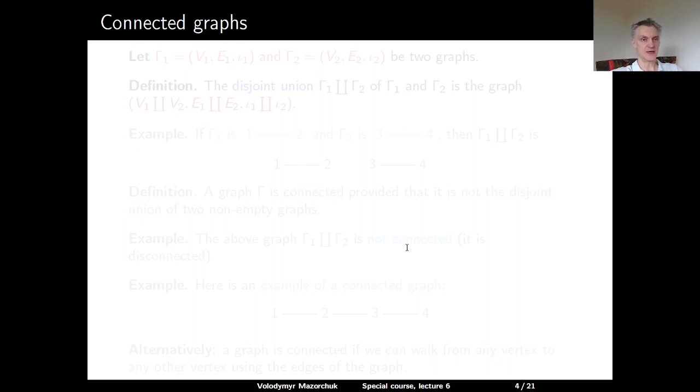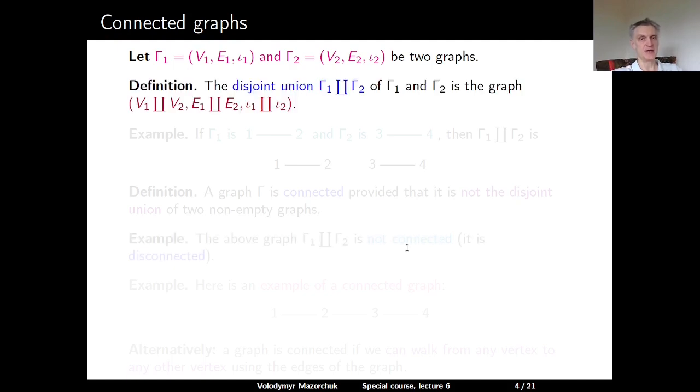Now let us talk about connected graphs. Let gamma 1 and gamma 2 be two graphs. So gamma 1 consists of V1, E1 and I1, and gamma 2 consists of V2, E2 and I2. Definition: the disjoint union of gamma 1 and gamma 2 is the graph whose set of vertices is the disjoint union of V1 and V2, whose set of edges is the disjoint union of E1 and E2, and whose incidence map I is the disjoint union of the incidence maps I1 and I2.